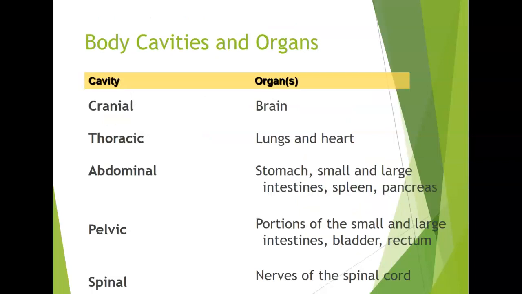So in the cranial cavity, we have the brain. The thoracic cavity holds the heart and the lungs. In the abdominal cavity, we have the stomach, the small and large intestines, the spleen, and the pancreas. The pelvic cavity houses portions of the small and large intestines, the bladder and the rectum. And then the spinal column actually houses the nerves of the spinal cord.